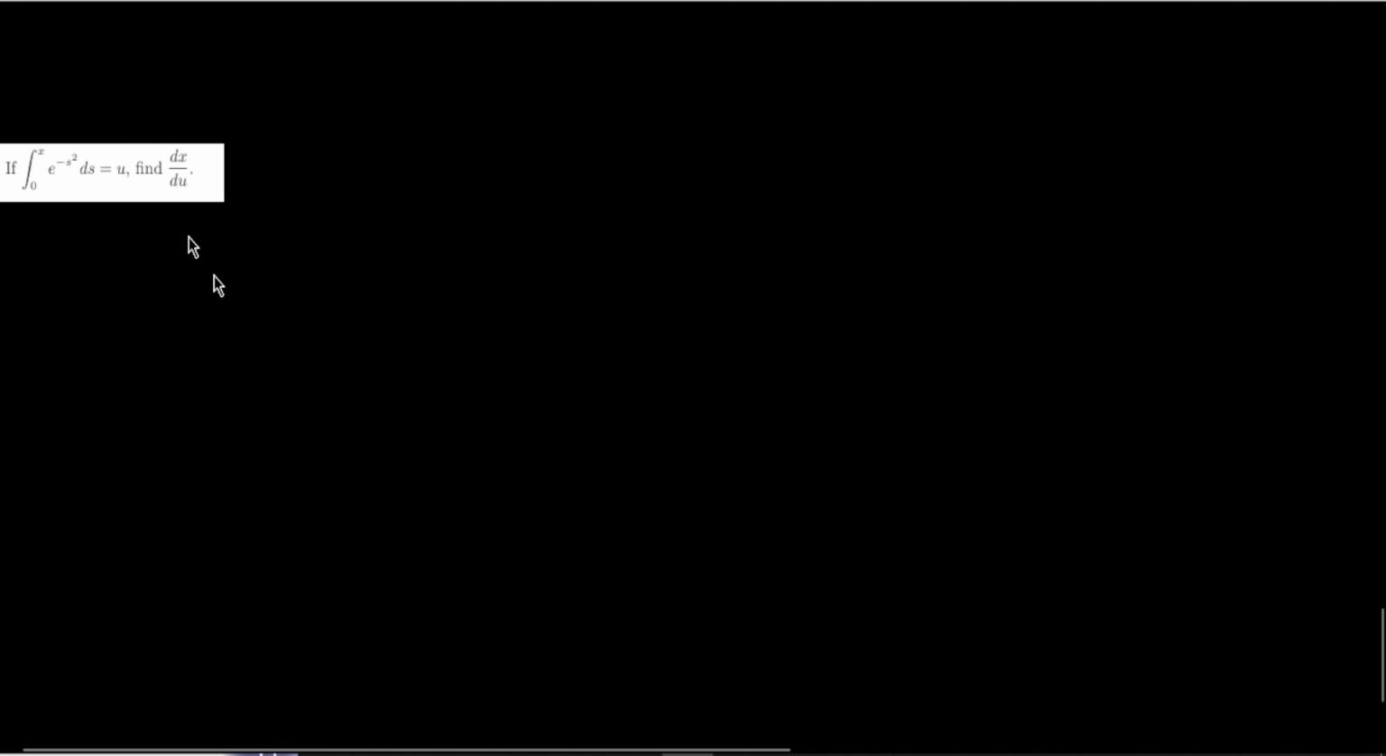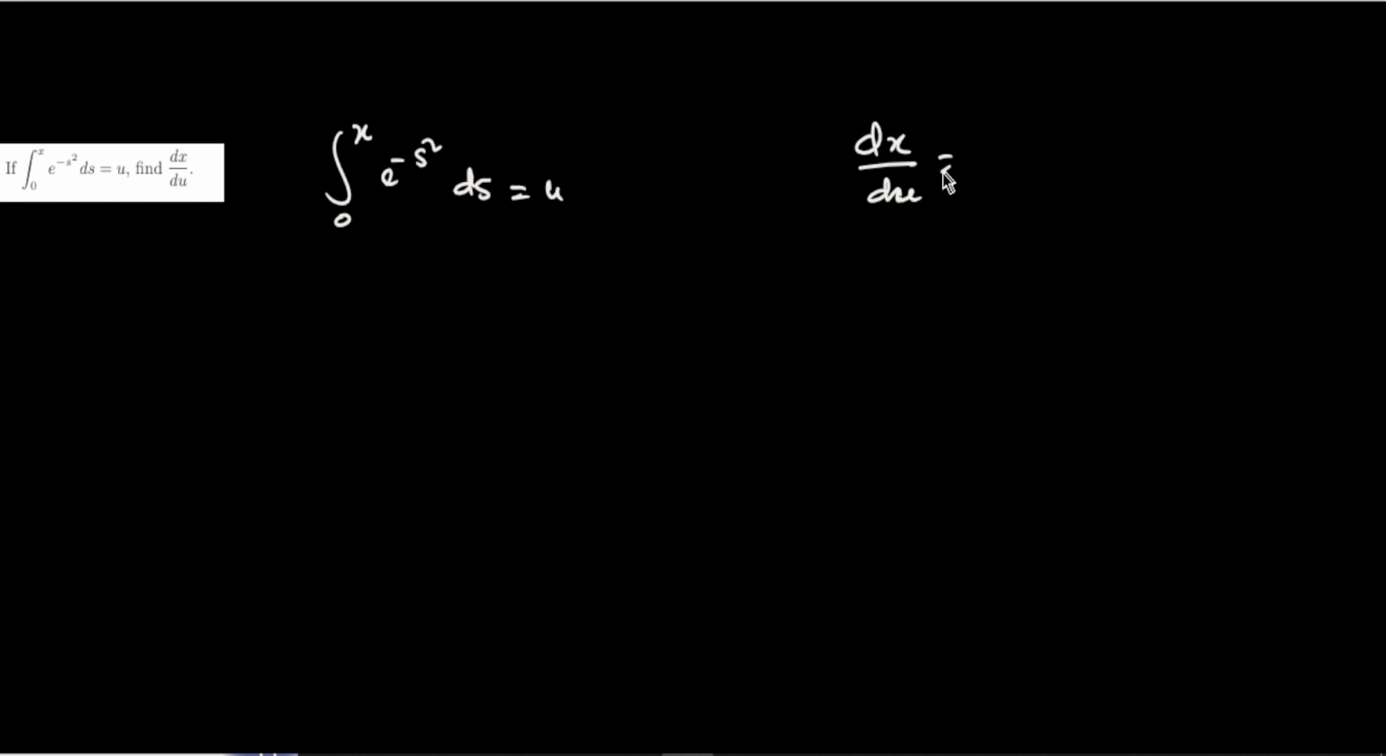Now we will move to our next problem, that is the integral from 0 to x of e to the power minus a square ds equals u. Find dx by du. Here we have to find dx by du. So at first we will derive du by dx, which is d by dx of the integration from 0 to x of e to the power minus a square ds.